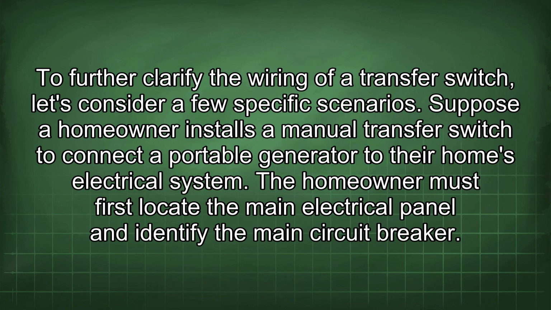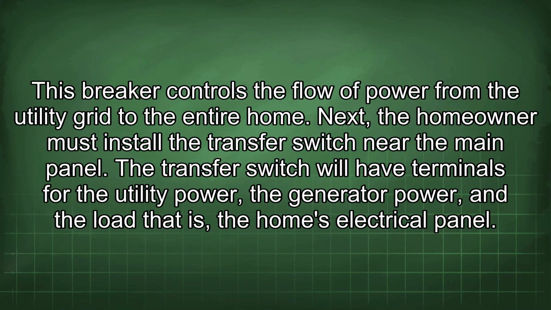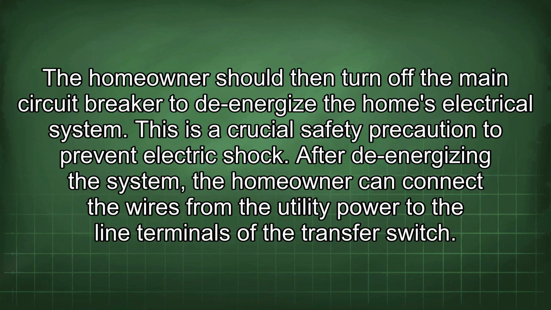Suppose a homeowner installs a manual transfer switch to connect a portable generator to their home's electrical system. The homeowner must first locate the main electrical panel and identify the main circuit breaker. This breaker controls the flow of power from the utility grid to the entire home. Next, the homeowner must install the transfer switch near the main panel. The transfer switch will have terminals for the utility power, the generator power, and the load, that is, the home's electrical panel.